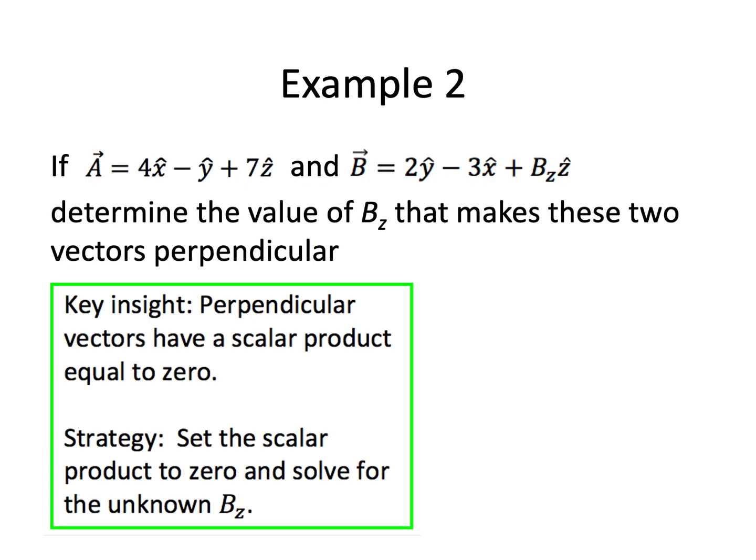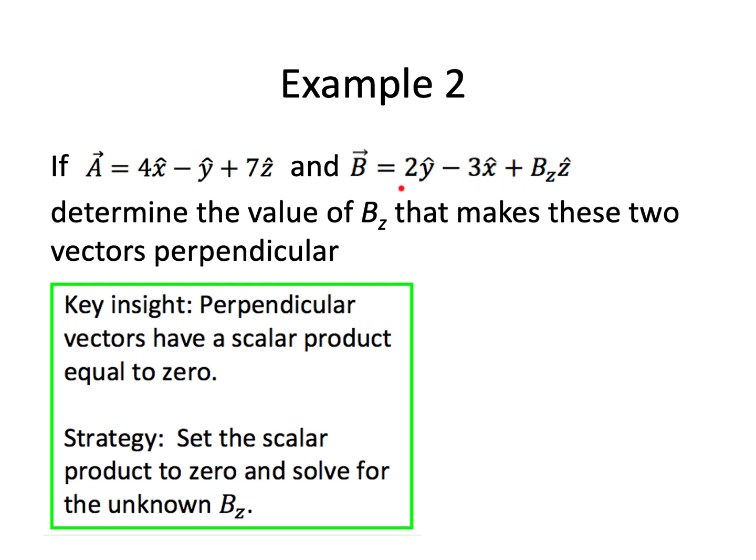All right, here I've got two vectors. I've got a vector A, which is 4x hat minus 1y hat plus 7z hat, and a vector B, which is 2y hat minus 3x hat plus bz in the z hat direction, where bz is just a variable because we don't know what bz is yet. It's just an unknown thing. Now, there's a couple of things here that I want to notice. I was a little sneaky in the way I wrote this. This is 2y hat. I rewrote this.